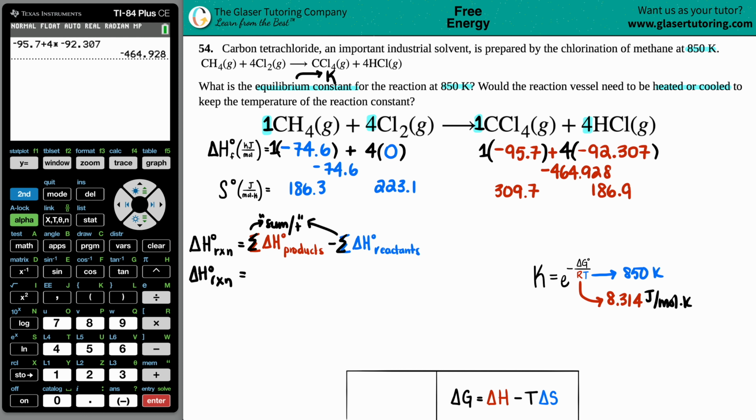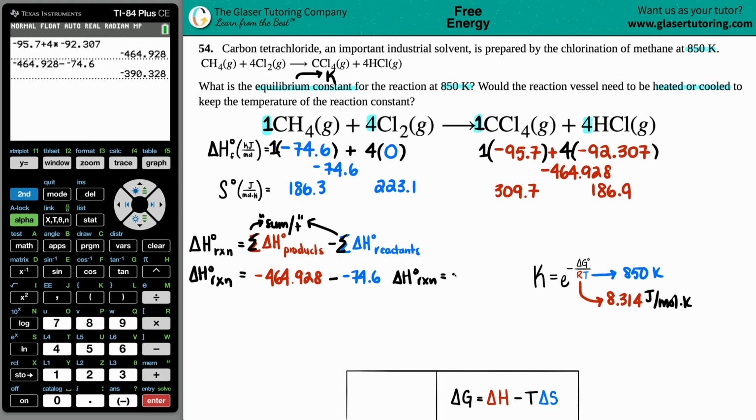them together, or in this case, subtract, right? Products minus reactants. So negative 464.928 minus the reactants, which is a negative 74.6. So my delta H for my whole entire reaction would be this value. Love this calc because I could just go up and grab the whole value. Less room for error, minus a negative 74.6.